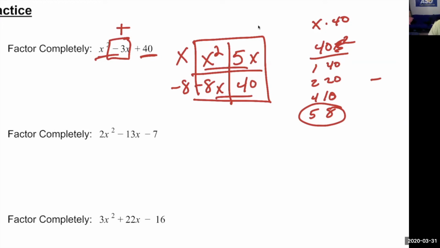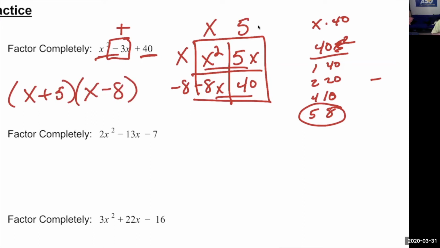Going up and down, x squared and -8 have an x in common. I didn't take out a negative because it's the second number there. And then 5x and 40 give you a GCF of 5. So that tells me my two factors are x plus 5 and x minus 8.